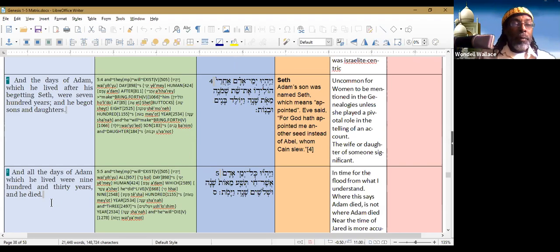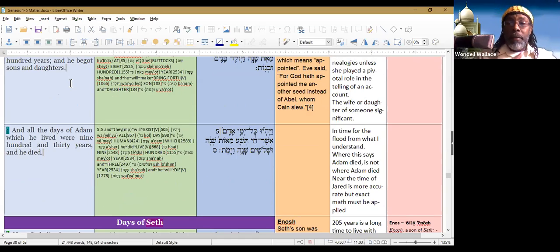And all the days of Adam which he lived were 930 years, and he died. And you can find that all of the lives followed this pattern. It talks about how old they were when they conceived a child, how long they lived after they conceived the child, and the totality of years they were alive on the planet. But what we lose sight of is that Adam lived for 930 years, which would put us down to the time of who?